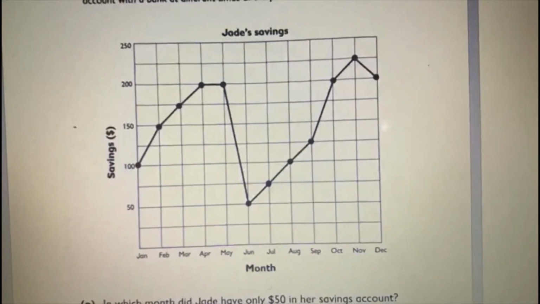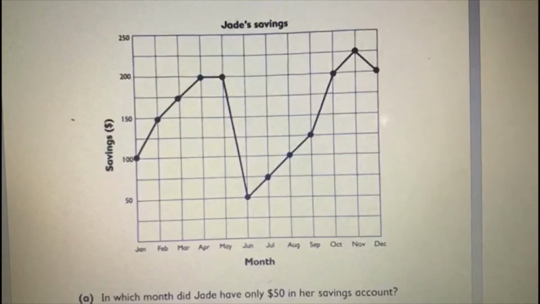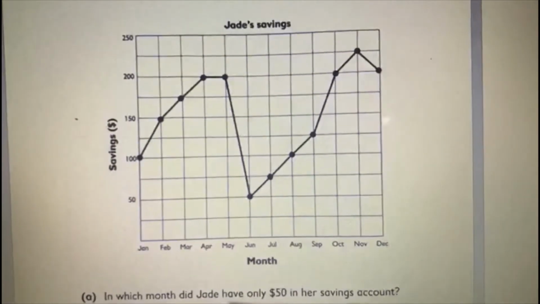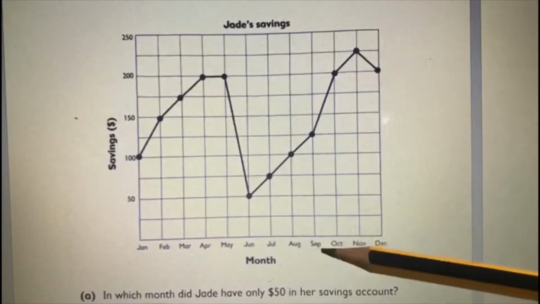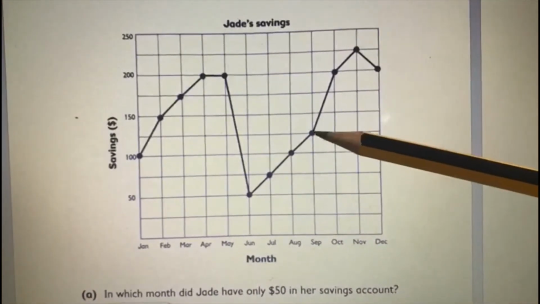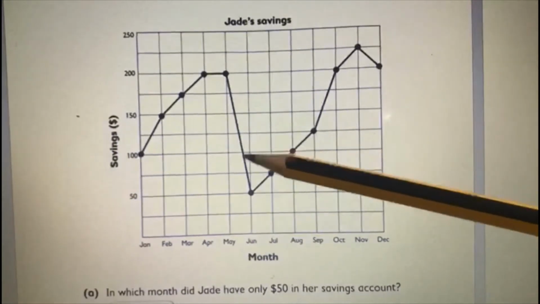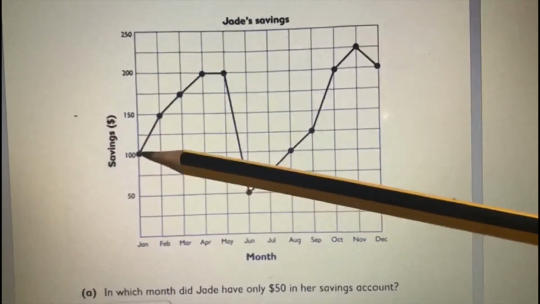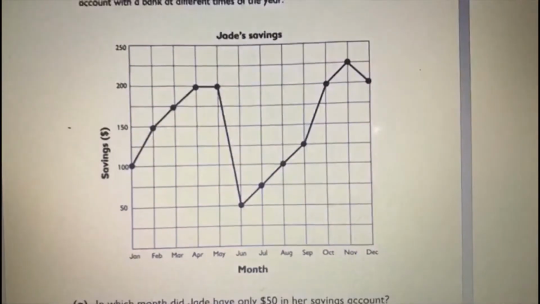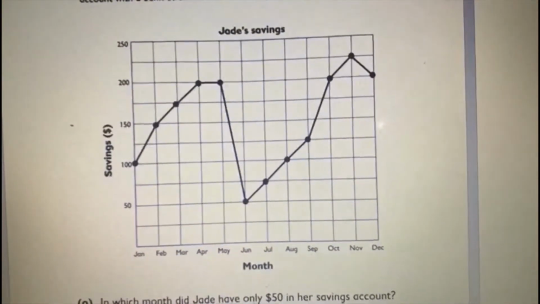Okay, now question number D. How much savings did Jade have in September? So move to September. This is August, September. How much money was she having? See this point. Move straight to this line. That means after 100, what will it be? 125. So $125 she has.